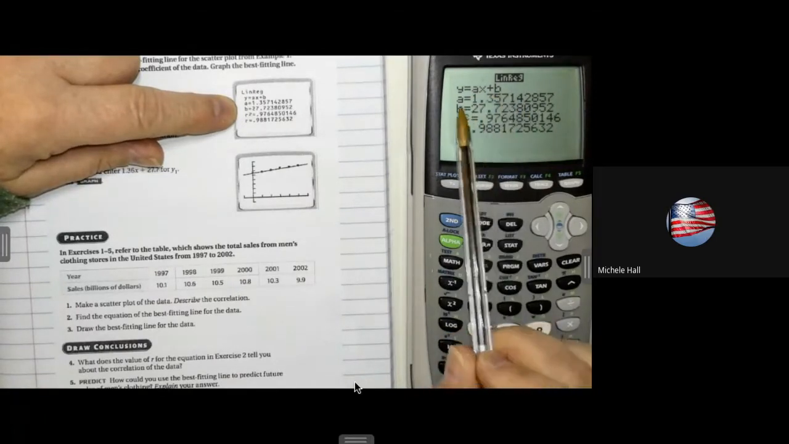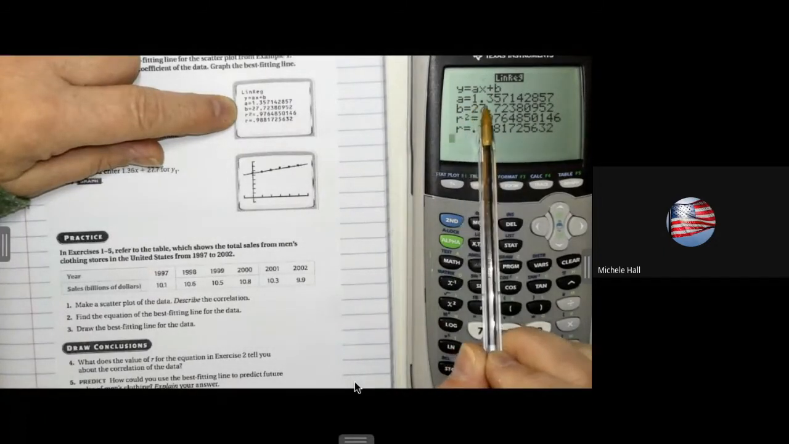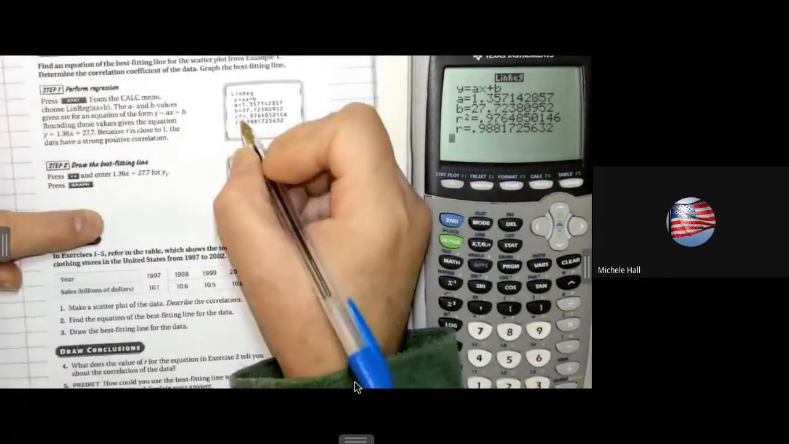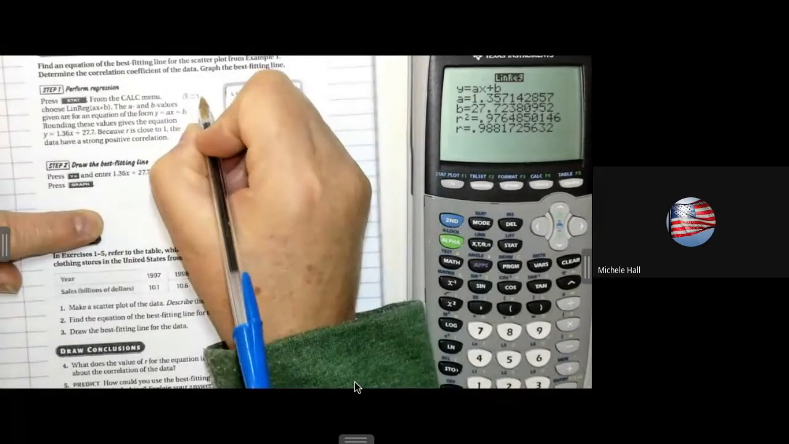Very good. So a is our slope, b is the y-intercept. So our slope is 1.36. I would use 2 decimal places. So we have that a equals, where can we put this? A equals 1.36.